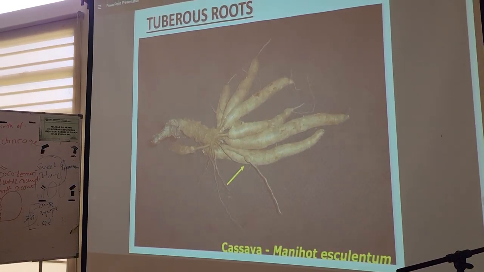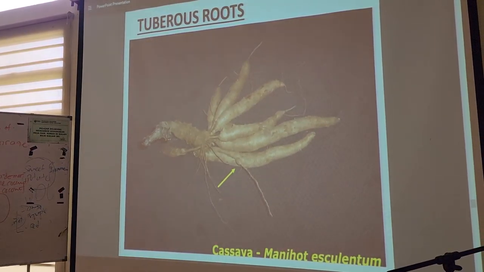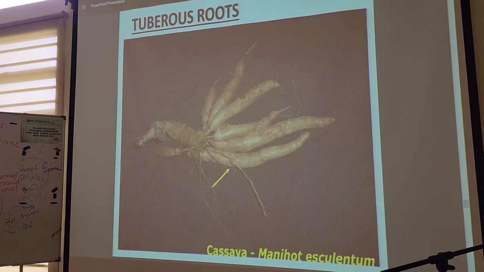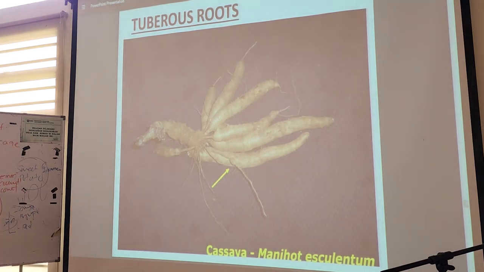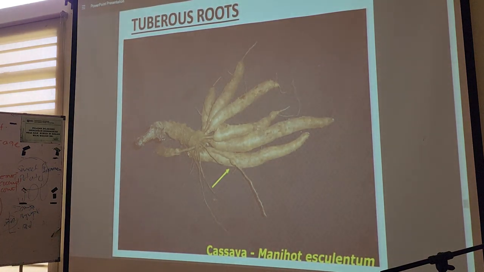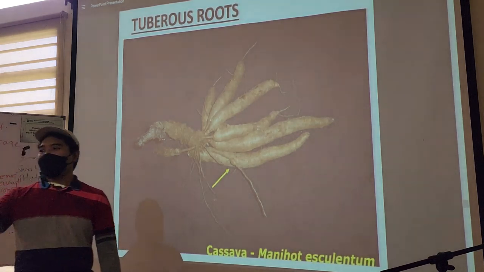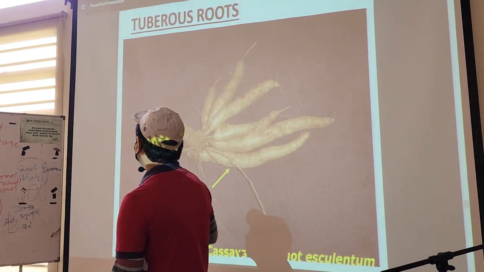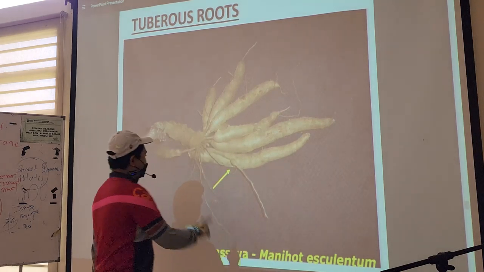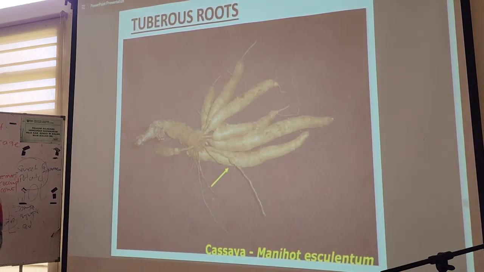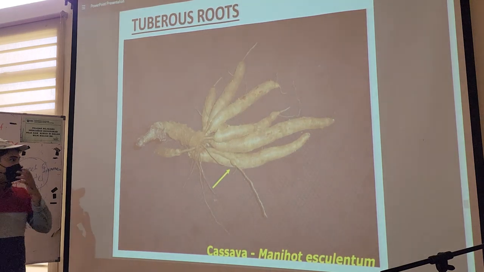Quiz. Tuberous root. We can agree on this, but what kind? Remember, tuberous root is kind of general. What kind is this? Fasciculated. Why fasciculated? In a bunch. Bergugus. Right. Pokok apa ni? Cassava, ubi kayu, right?